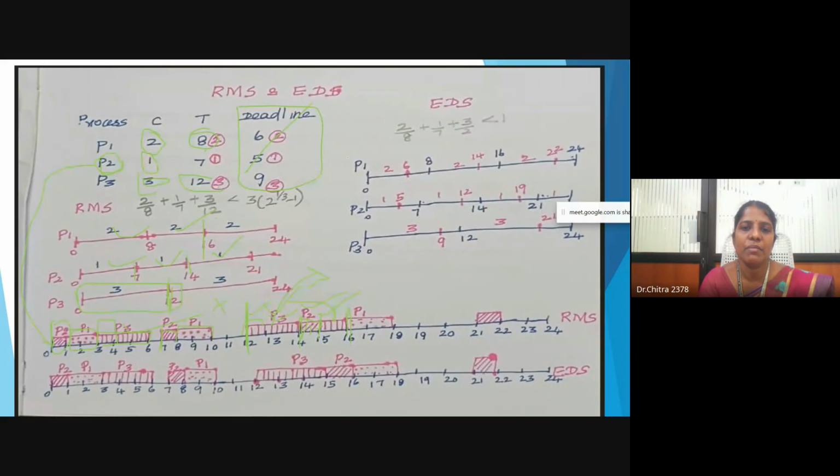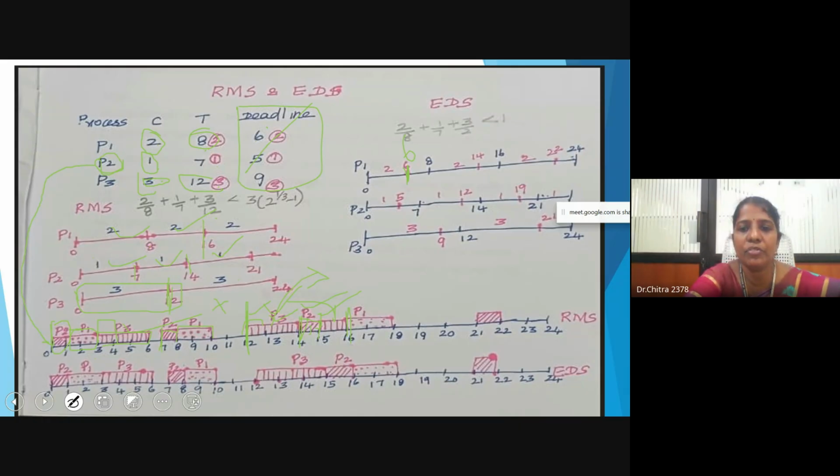The process with the minimum deadline takes the higher priority. So the highest priority is given to P2, the next smallest value is 6, so the second priority is given to P1, and the third priority is given to P3. Note that even though P1 has a period of 8 clock cycles, it should complete the operation before the 6th clock cycle. That's given here. Before the 6th clock cycle, P1 should complete the operation.